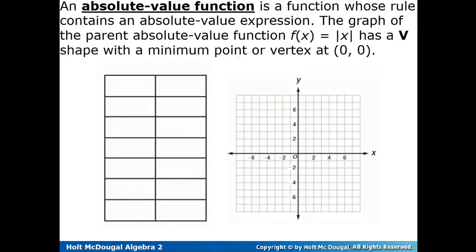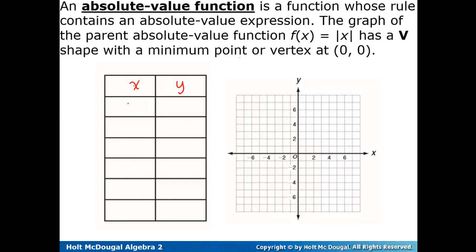An absolute value function is a function whose rule contains an absolute value expression. The graph of the parent absolute value function f of x equals absolute value of x has a V shape with a minimum point, or a vertex, at 0. I thought I would prove this to you a little bit. Let's call this one x and this y and make a T-chart of this.